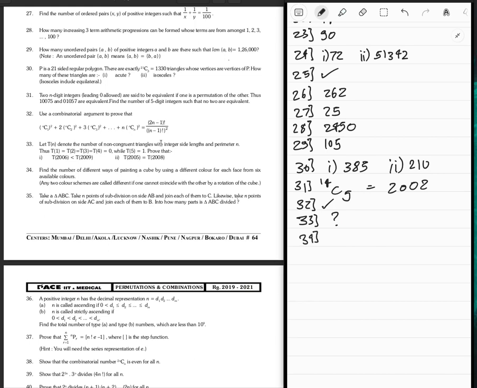Question 34: find the number of different ways of painting a cube by using a different color for each face from 6 available colors. Any 2 color schemes are called different if one cannot coincide with the other by rotation of the cube. Okay, so there are 6 different colors, and yeah, easy, fine.